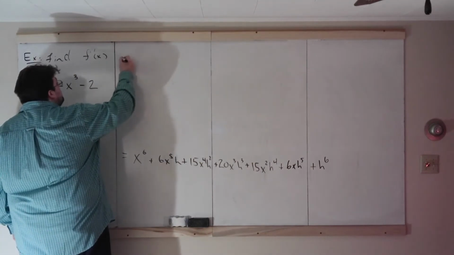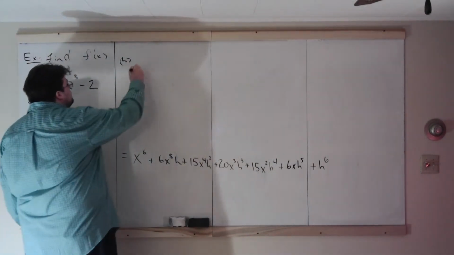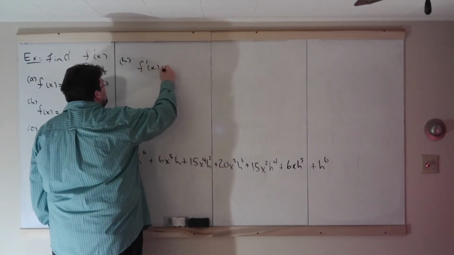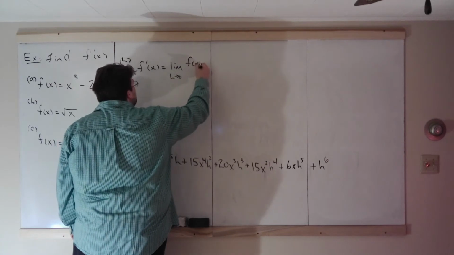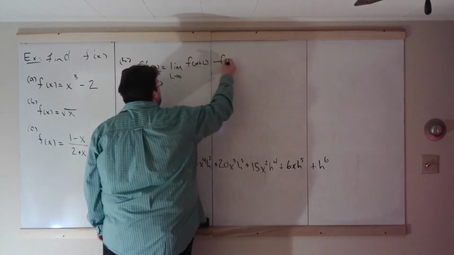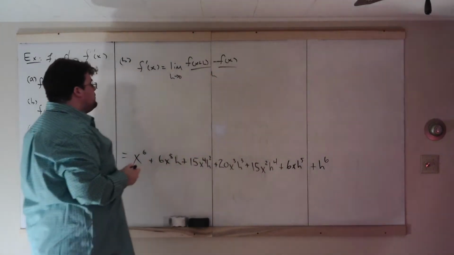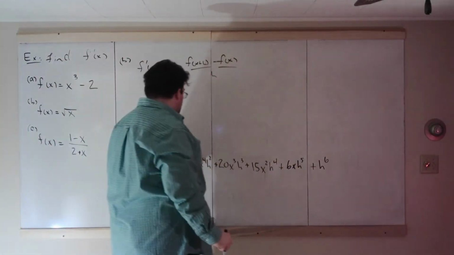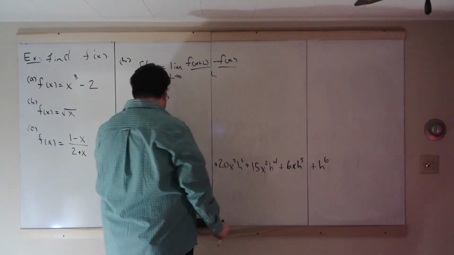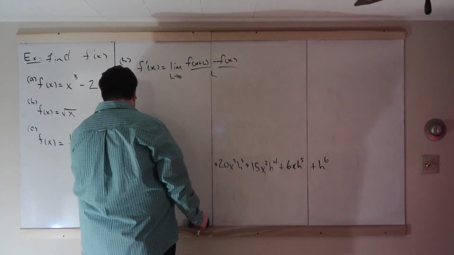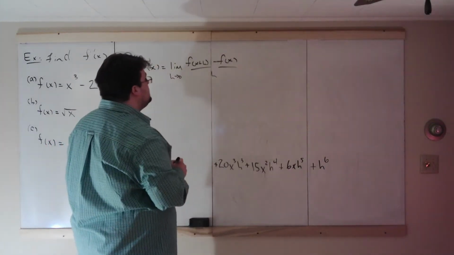Okay, back to this question. Find f prime of x now for root x. Well, again, it equals the limit as h approaches 0 of f of x plus h minus f of x all over h. Well, how do we do that here? Let's replace x with x plus h. And what do we get? I'm going to write it here.